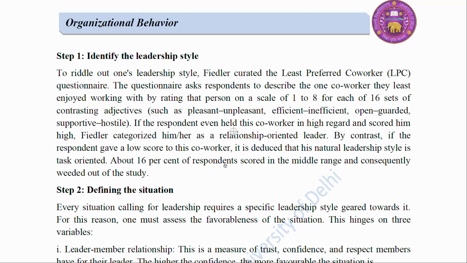guarded, supportive, hostile. If the respondent still held this coworker in high regard and scored him high, Fiedler categorized him or her as a relationship-oriented leader. By contrast, if the respondent gave a low score to this coworker, it is deduced that his natural leadership style is task-oriented. About 16% of respondents scored in the middle range and consequently were weeded out of the study.